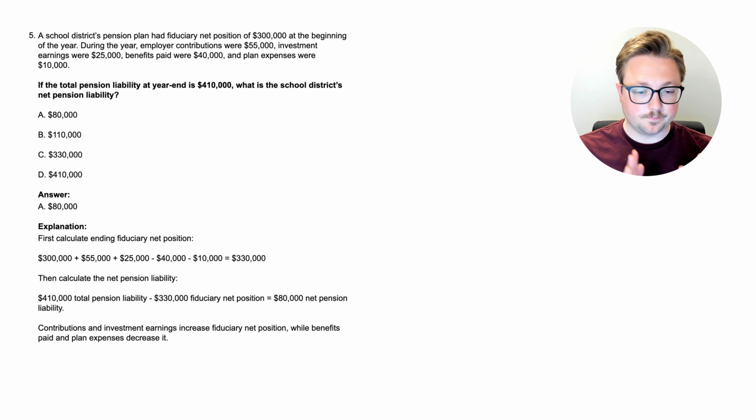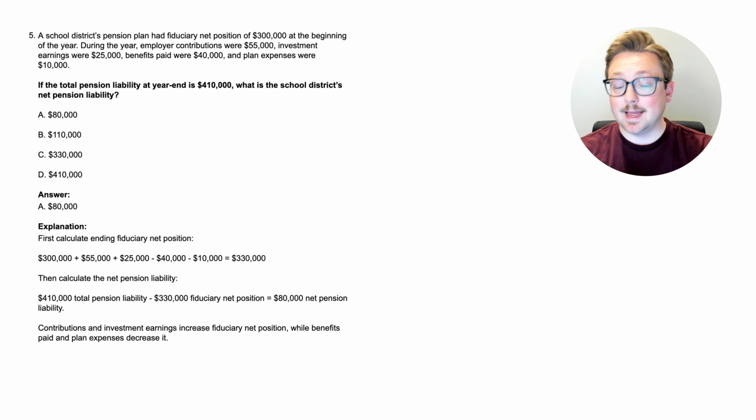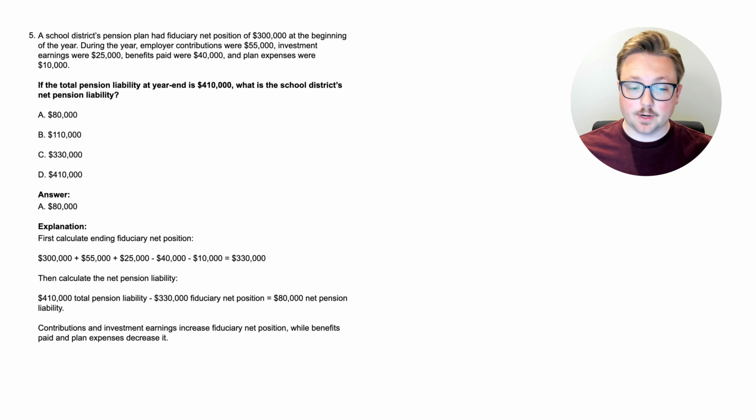So let's go through this. It's not too difficult once you see how it works. First, you start by calculating the ending fiduciary net position. We are not given that, so we have to figure it out. It's pretty simple, though. You take the beginning fiduciary net position, which is this $300,000. You add employer contributions, because that's money that they're putting in so that they can pay the pension liability. Then you add the $25,000 of earnings. Then you subtract the amounts that were paid, so the benefits that were paid, and you subtract any expenses that occurred as well.